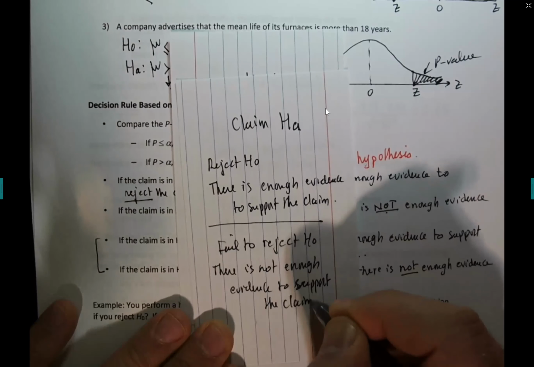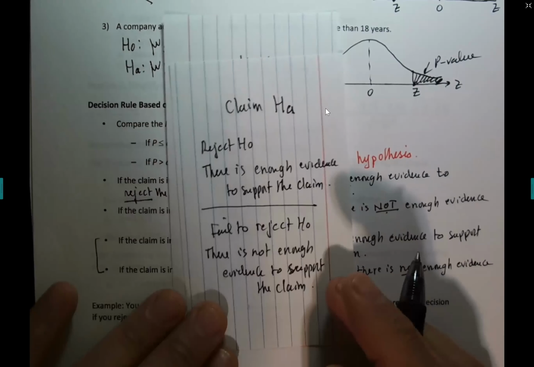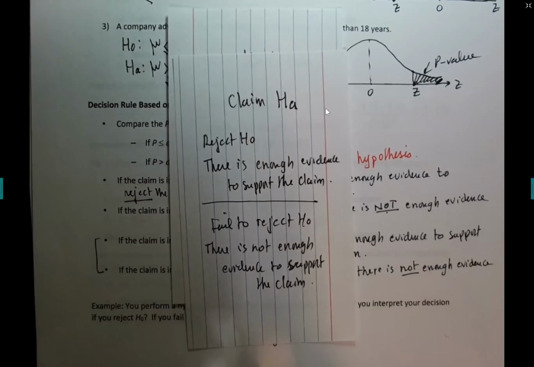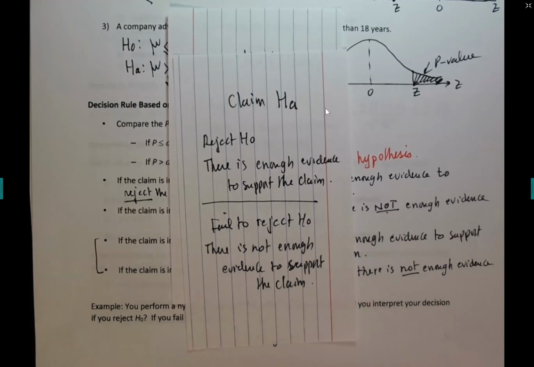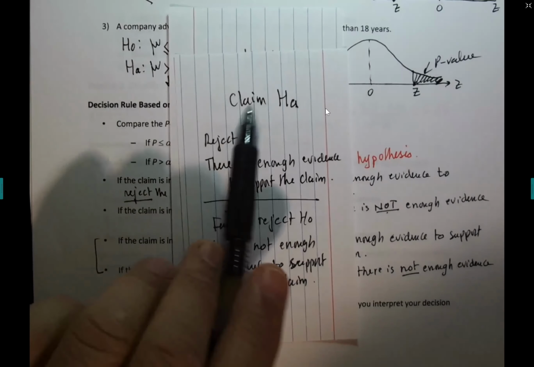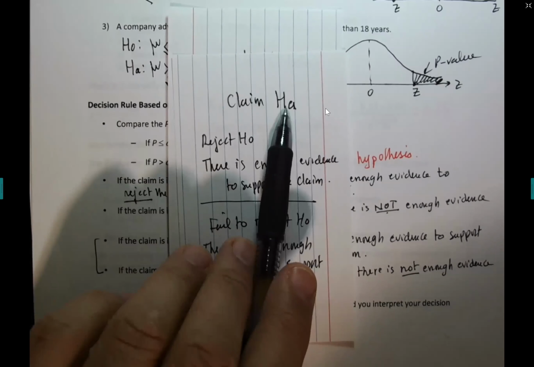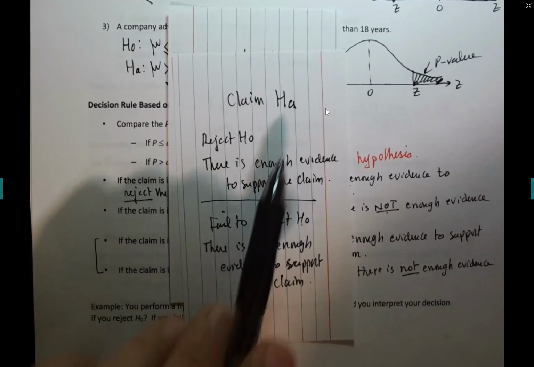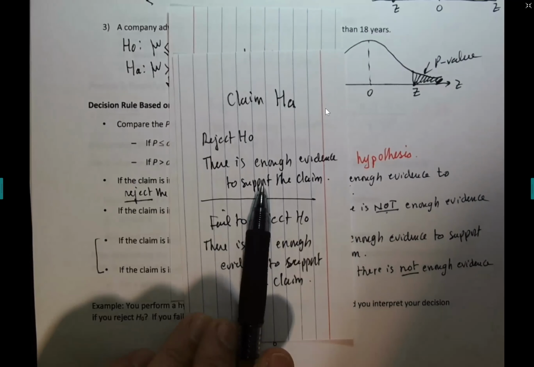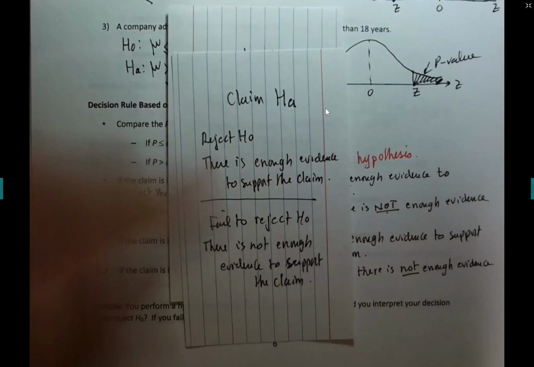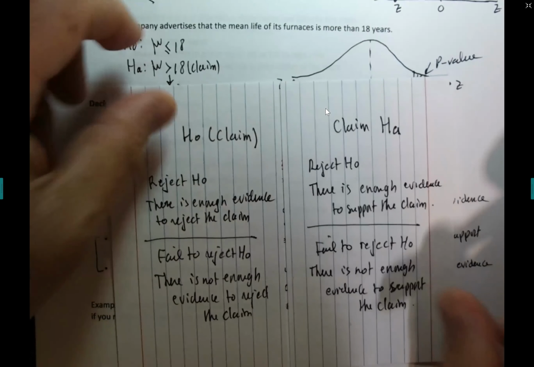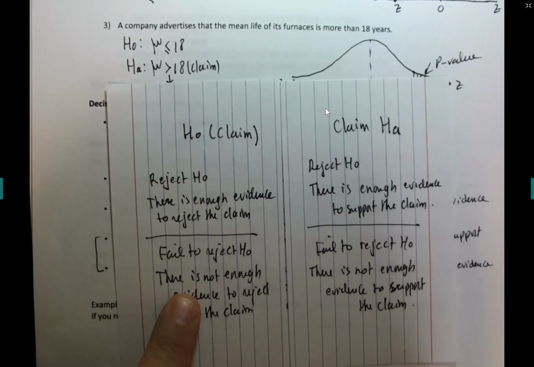If we see support, that pretty much tells us 100% that it's in the HA. Yes. You don't need to see the word support. All you need to know is where the claim is. If your claim is in the alternative, you use the word support. Don't try to use the word reject in the last statement. And if your claim is in H0, you use the word reject in your final statement. Don't try to use the word support.